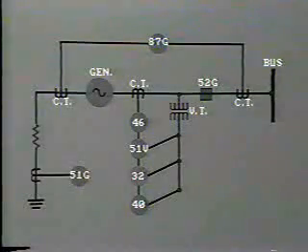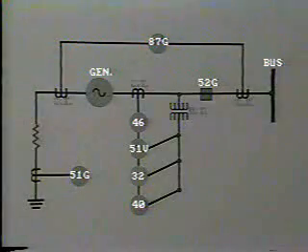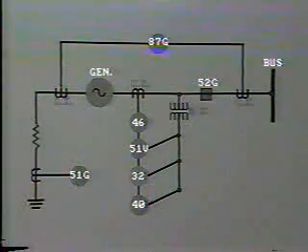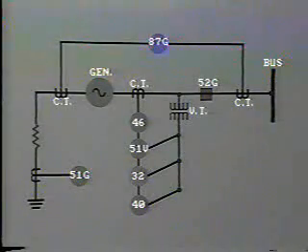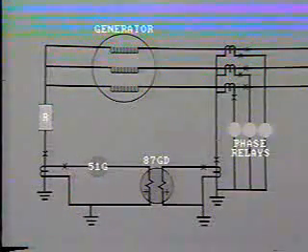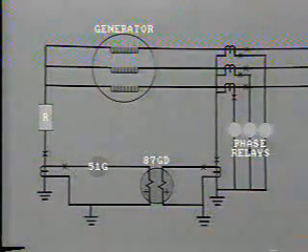In studying these diagrams, it is essential to note the location of the source of input to each device. That is, the CTs and the VTs. Of course, here we are looking at a one-line diagram. Here is part of a typical three-line diagram showing more detailed connections.